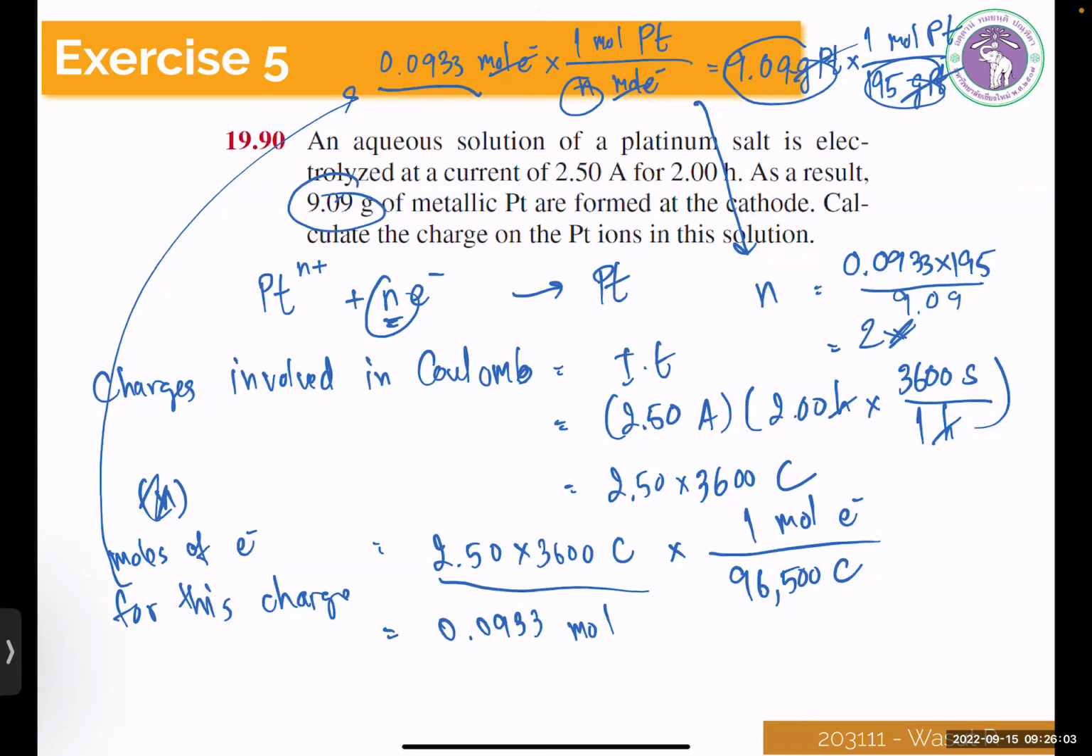Okay? So I did that by computing the charge in Coulombs first, and then converted the charge in Coulombs into moles of electrons. And then you just use that number of moles of electrons, just like in regular stoichiometry. And then I found out that the value of n I didn't know from the first moment to be 2. So the charge of platinum involved was 2. That's the answer. Okay? Any questions?